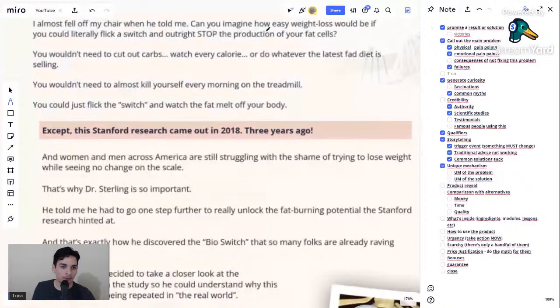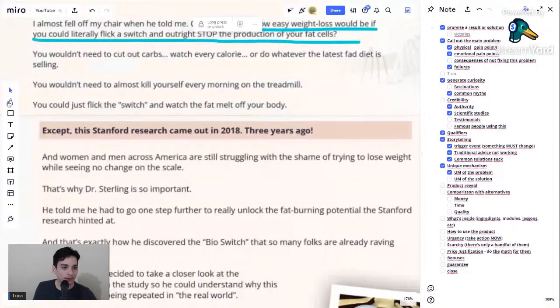And this is basically, I don't know if I would count it as the unique mechanism of the solution, but it's there, right? We are getting close. You wouldn't need to cut carbs, watch every calorie, or do whatever the latest fad diet is selling. You wouldn't need to almost kill yourself every morning on the treadmill. You could just flip the switch and watch the fat melt off your body.